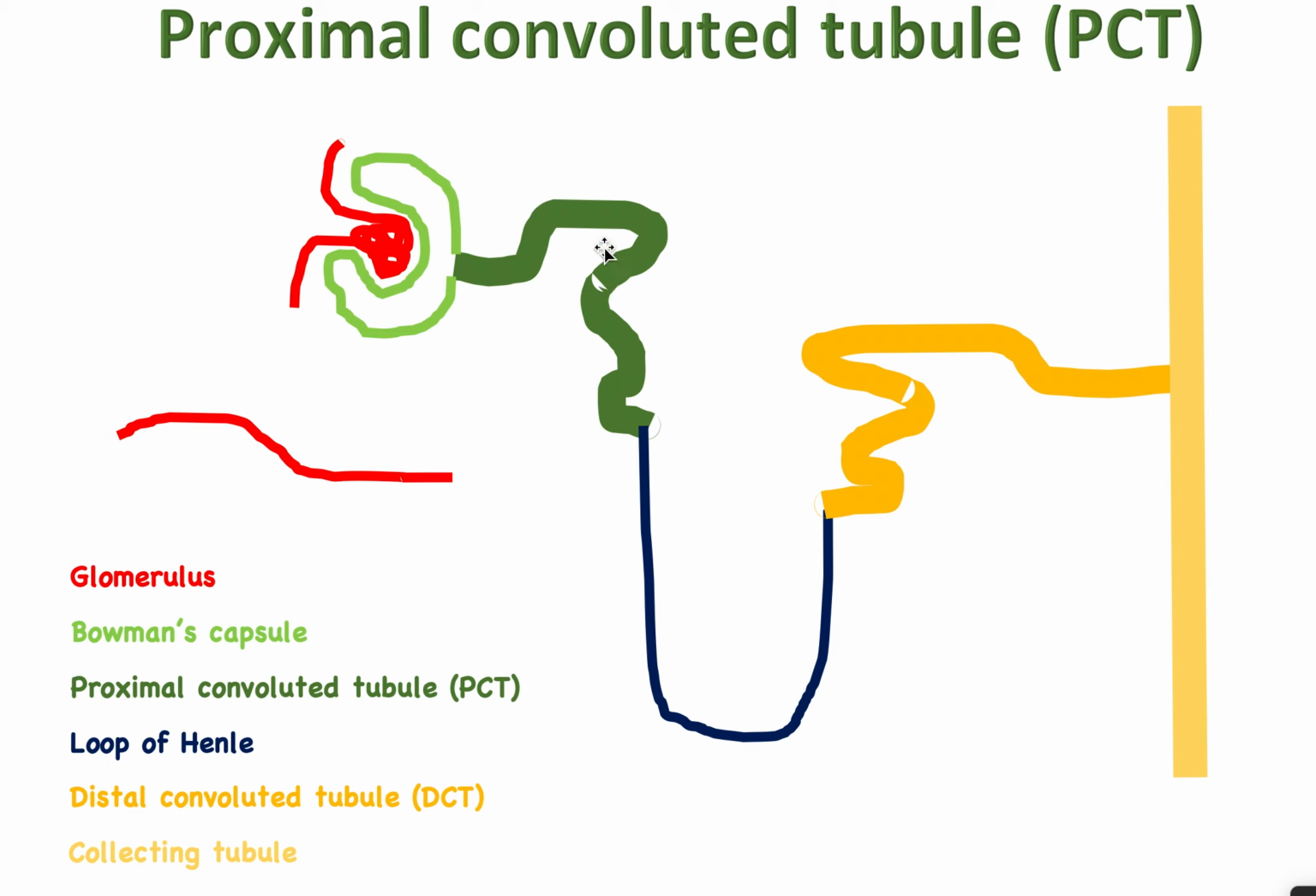Proximal because it's the closest segment to the beginning of the nephron. This is the beginning of the next nephron. So this is the closest segment. Therefore, it's called proximal. Convoluted means to be bendy or kind of wavy. Kind of like this. It's wavy. It's convoluted. Okay? So it's the proximal, wavy, or convoluted tubule. Tubule because it's simply a tube. Okay? So this is the segment we'll be talking about.